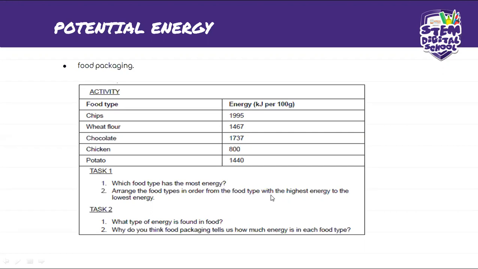Okay, so you're quiet. Are you guys with me? And then the other question is, why do you think food packaging tells us how much energy is in each food type? Okay, very good. Mulei, yeah, you got it right. Chemical potential energy. And then arrange the food types in order of increasing energy.